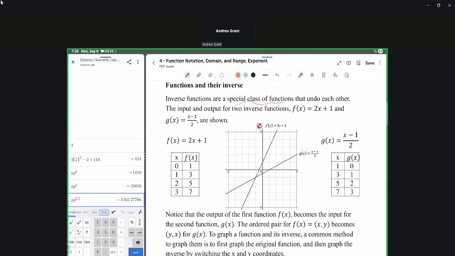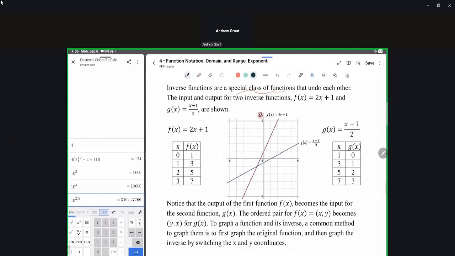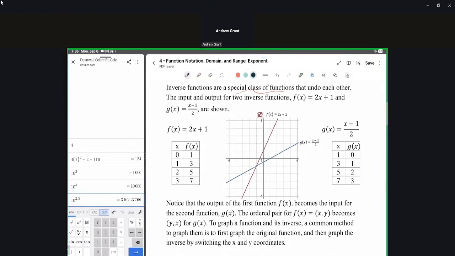Here is the graph of these two functions, which happen to be inverses of each other. We can see the red line going up and the blue line going over. For f of x equals 2x plus 1, the x values are 0, 1, 2, 3 and the y values are 1, 3, 5, 7. For g of x, the x values are 1, 3, 5, 7 and the y values are 0, 1, 2, 3. You might be thinking, did we just switch the x and y values, and that's the inverse? That's absolutely true.